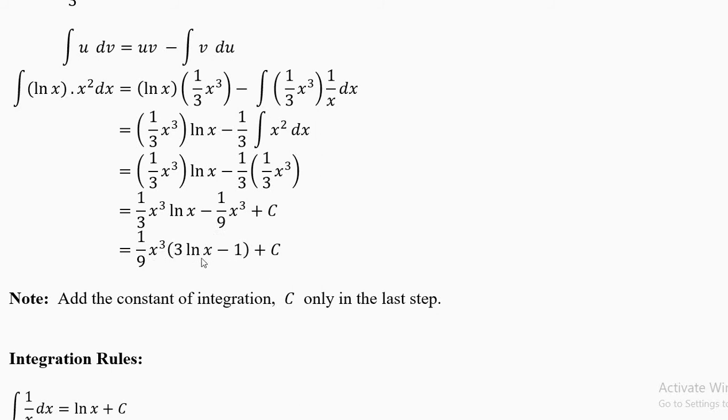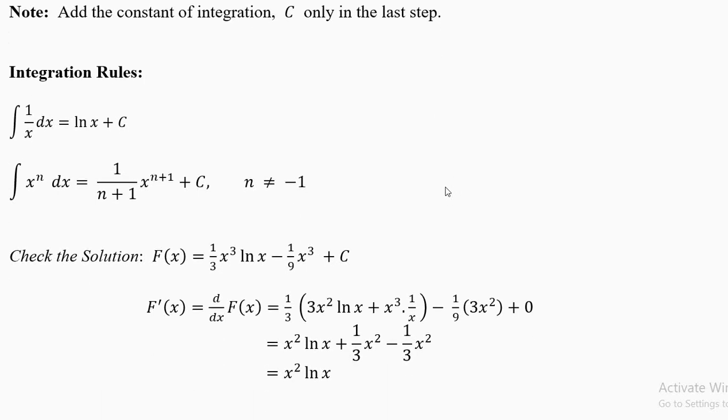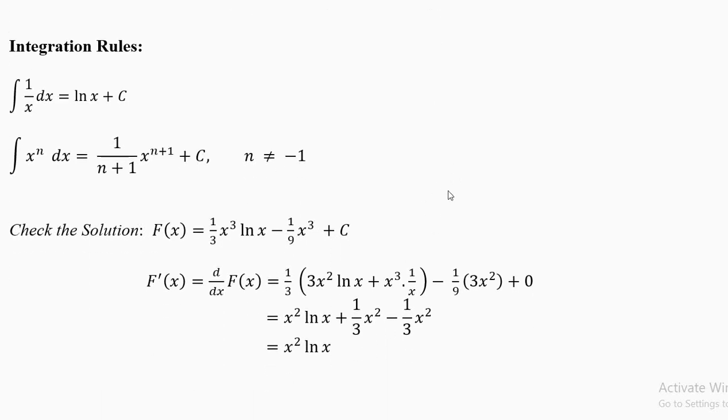You can do some more simplification. Take this 3 here, it will become ln x cube. We will not do it, we do not need it. And you can check your answer by differentiation. We need two formulae of integration from the previous lessons. One is integration of 1 over x dx, which is ln x, and integration of x power n is 1 over n plus 1 x power n plus 1.